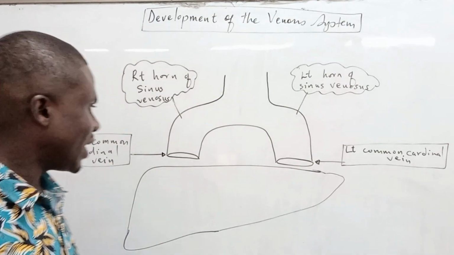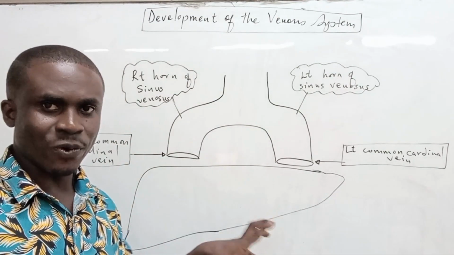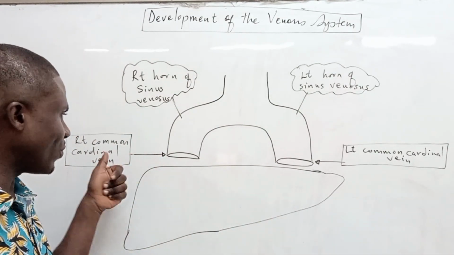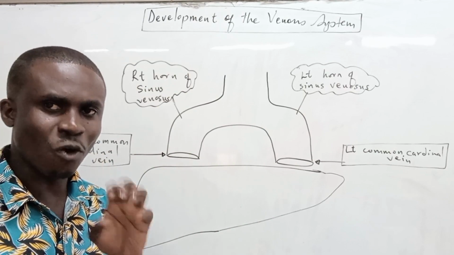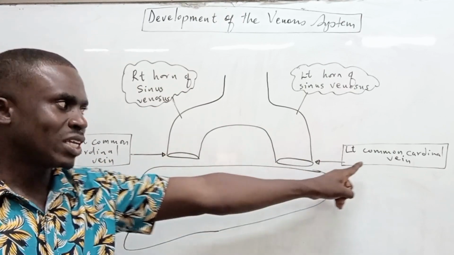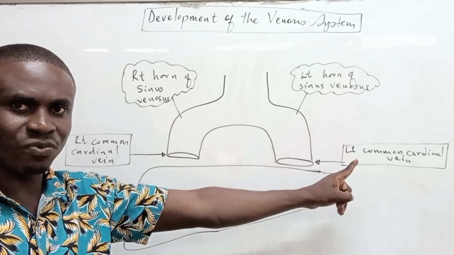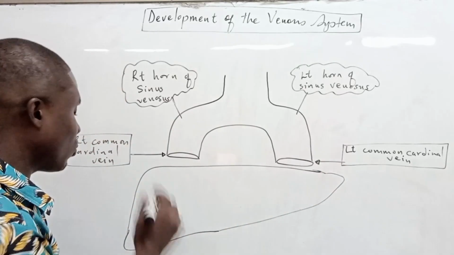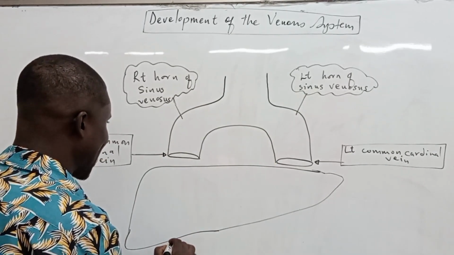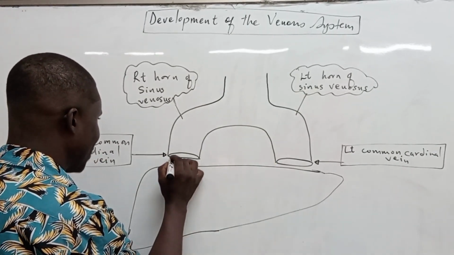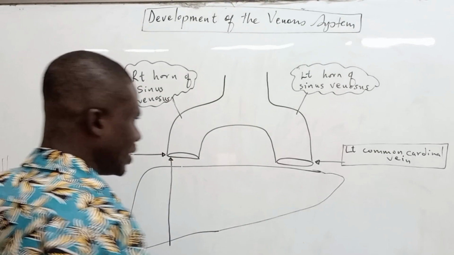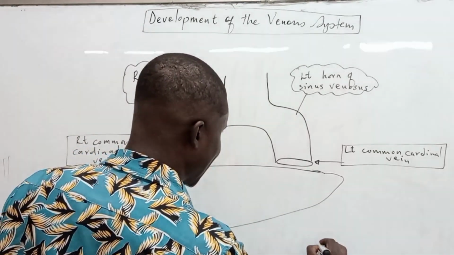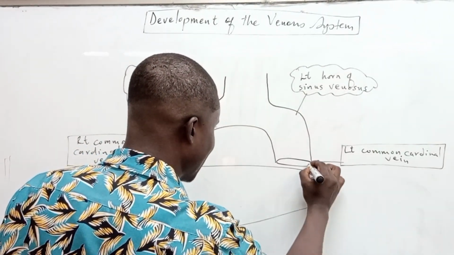Good. Now, from the liver, I mentioned three sets of primitive veins. You've seen one set, the left and right common cardinal veins. Now, how about the other two pairs of primitive veins? The other one which goes lateral runs all the way and comes over here. There's another one which comes all the way. It's laterally placed, that's why it's coming more lateral.